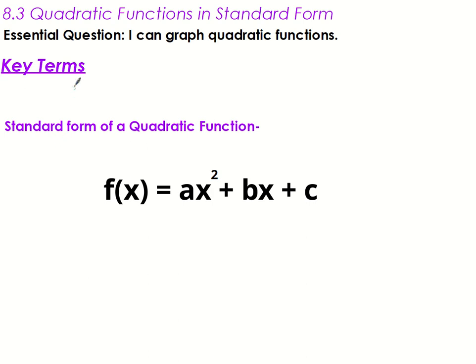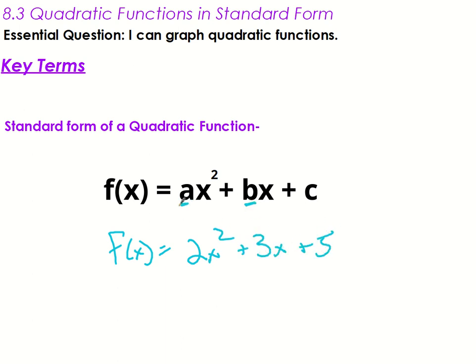Okay, so we're going to look at quadratics in standard form. So here is the standard form of a quadratic function. The difference with standard form is I can't pick out the vertex right away because it looks totally different. An example with numbers would be something like 2x squared plus 3x plus 5.